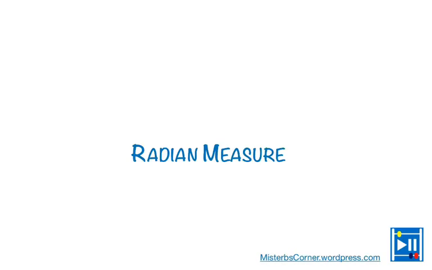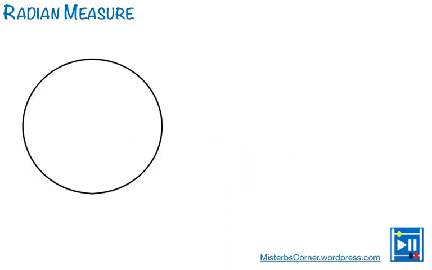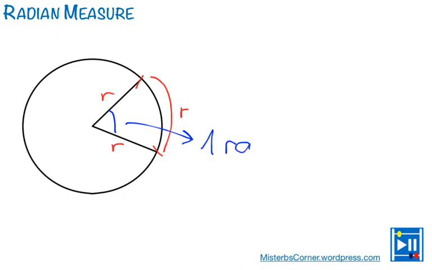Hi, in this video we are going to learn radian measure. So basically on a circle, when we draw an angle where the arc length, this length from this point to this point, is the same as the length of the radius, we get this angle measure to be 1 radian.